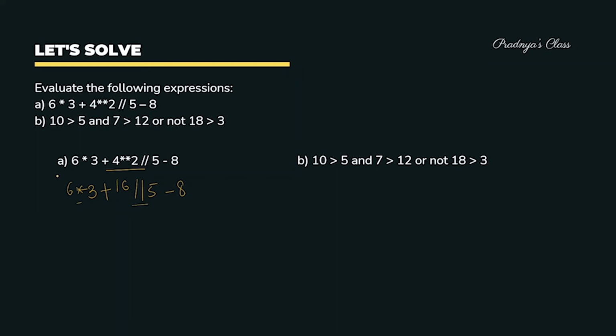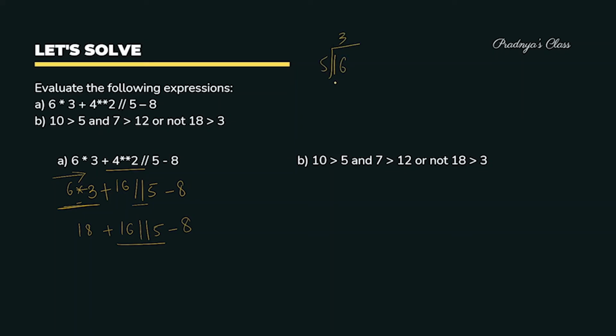And if there are more than one operator of the same priority, it will get evaluated from left to right. 6 into 3 will get evaluated first. So it is 18 plus 16 modulo division by 5 minus 8. In the next step we will calculate floor division, 16 divided by 5. So let's work out here without mistake.